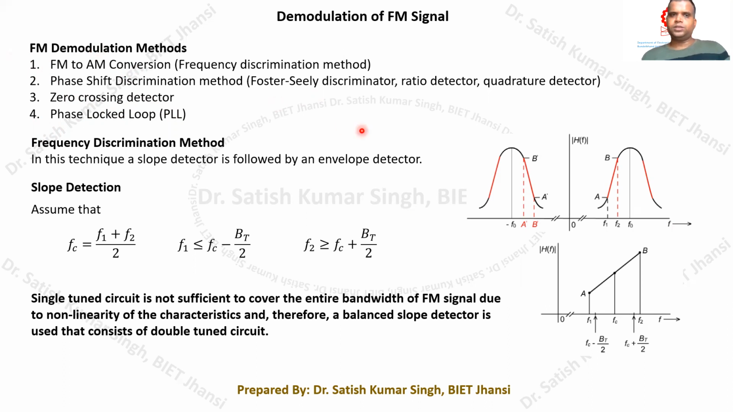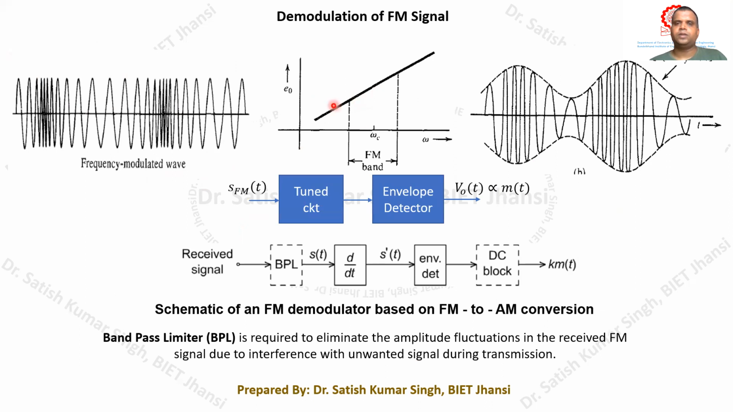So what is the frequency discrimination method? Basically it is a circuit containing a tuned circuit, which is also called the slope detector. Remember that it is also called the slope detector. So basically it is a tuned circuit followed by an envelope detector, or a slope detector followed by an envelope detector. This combination is called the frequency discrimination method. In the previous slide, I told you that we should have this type of characteristics, and once we have this type of characteristics, then the output will be this.